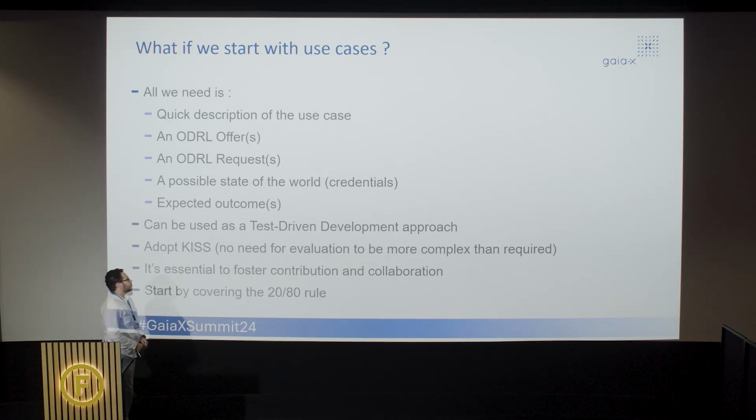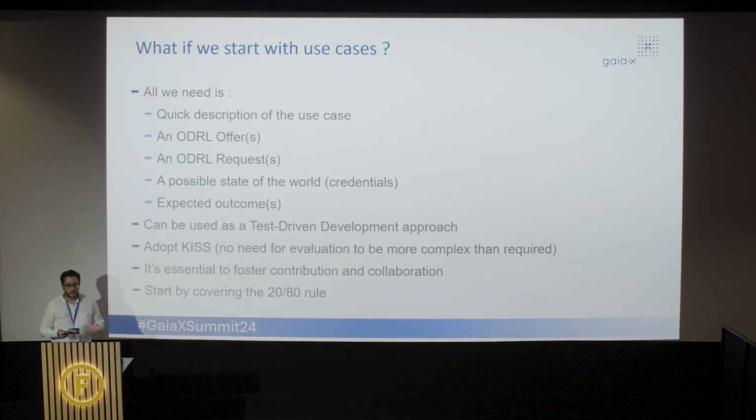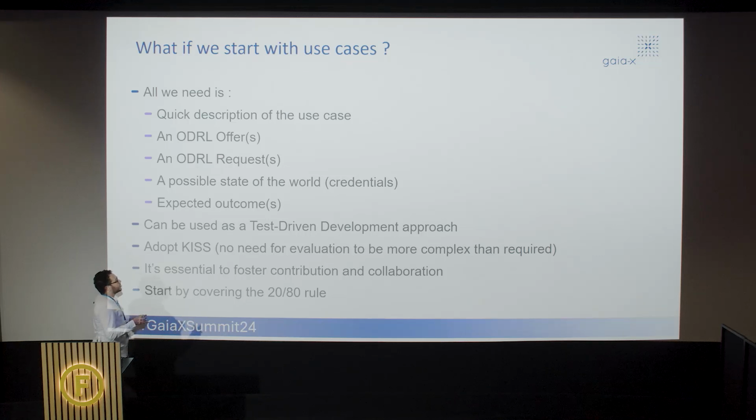So why not start with a kind of pragmatic approach, and why not start with use cases actually? All we need for this is a quick description of the use case, some kind of ODRL offer, like the one we've seen before, a request or more, and a state of the world. And of course, expected outcomes, because we want to be able to assert if these outcomes are the ones we expected or not.